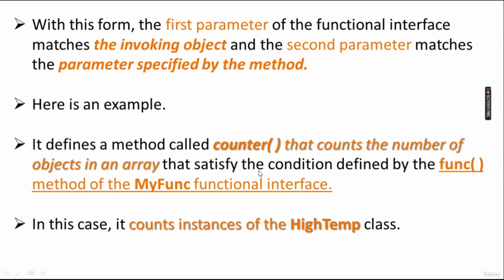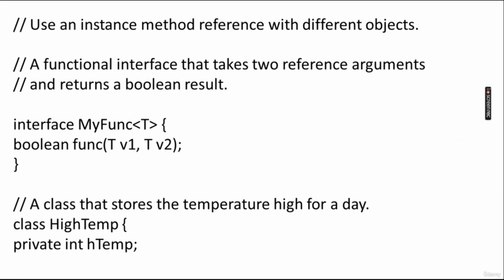This defines a method called counter that counts the number of objects in an array that satisfy the condition defined by the function method of the MyFunc functional interface. Now we will create the method called counter that counts the number of objects in an array, how many objects are there, that satisfy the condition defined by the function method of the interface. It counts the instances of the HighTemp class.